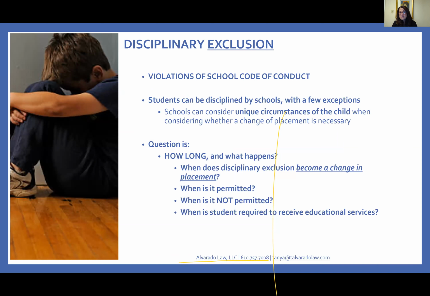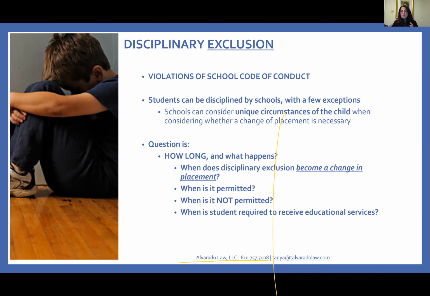Students can be disciplined by schools. There are a few exceptions when they cannot be, and I have them on the next slide. But if there's a violation of the school code of conduct, the district can discipline the child. It's kind of presumptive. And then there are some exceptions around that and some protections built in. So the disciplinary rights are not about whether the district can discipline my child. It does turn into that, and I am going to go through that in the next slides.